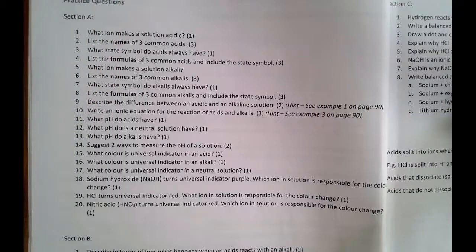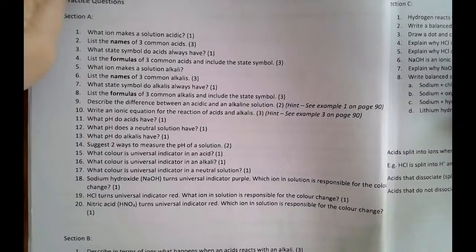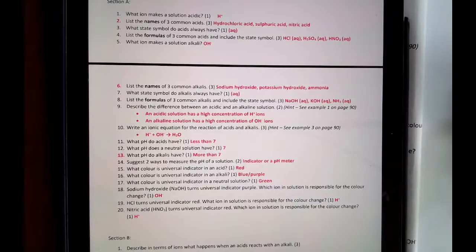Okay, I've got some practice questions here. They're all really, really short. So press pause, have a go, and then press play when you're ready to see the answers. Okay, so I've got all the answers written up here, so you can just go through them.